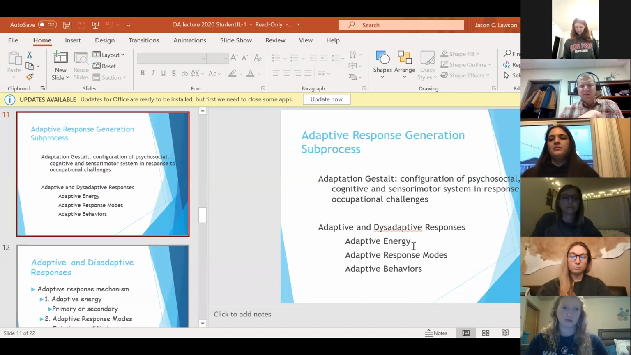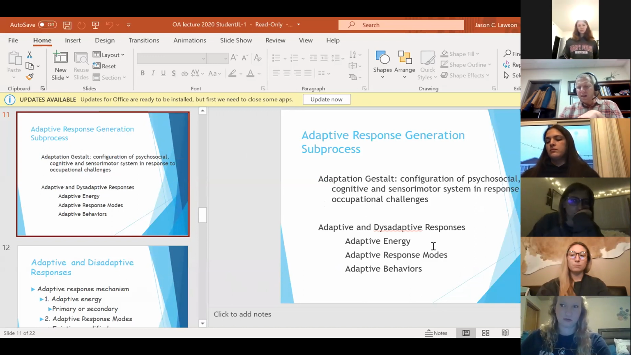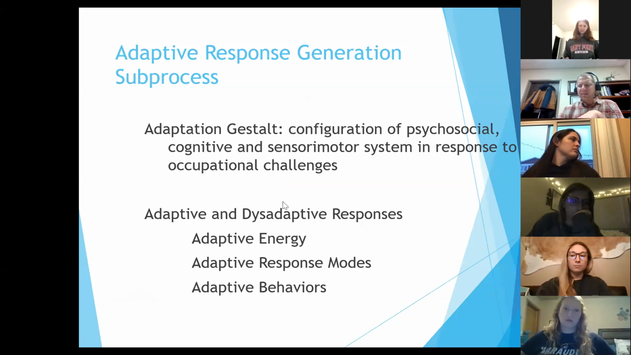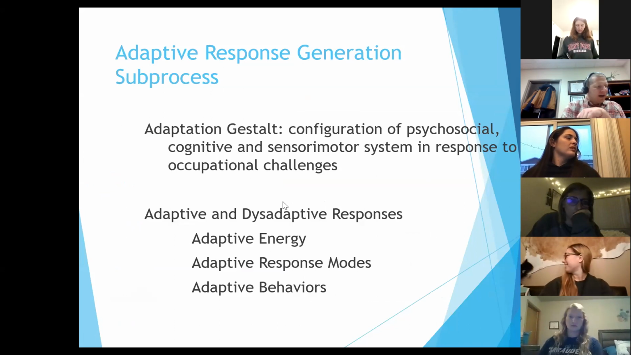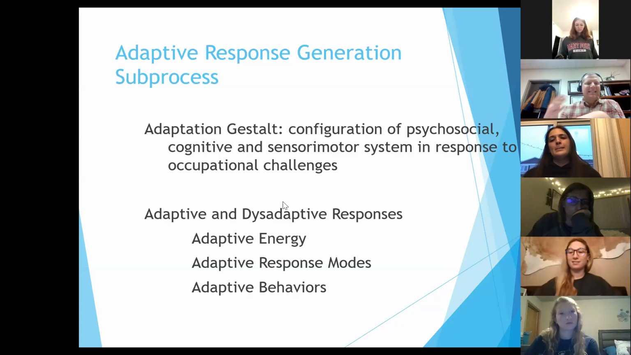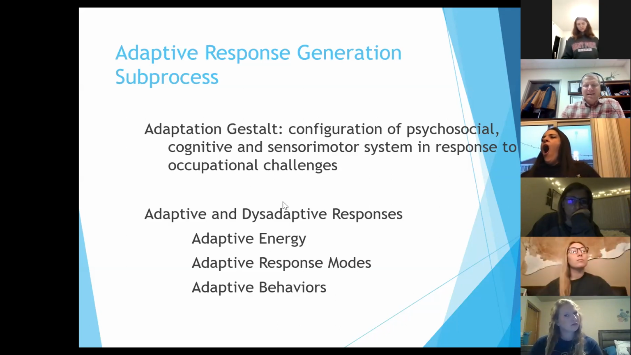This is where it gets a little more confusing. Just a lot going on with the model. We start having adaptive responses. Okay, and so your adaptive responses. Again, because this model is looking at having our clients adapt so that they can meet the demands of the environment, or they can work with what components that they have, we have two parts of the adaptive response generation subprocess. So there are two parts. We have the adaptation gestalt. And so this is the configuration of those three systems of the person. So psychosocial, cognitive, sensory motor, okay?